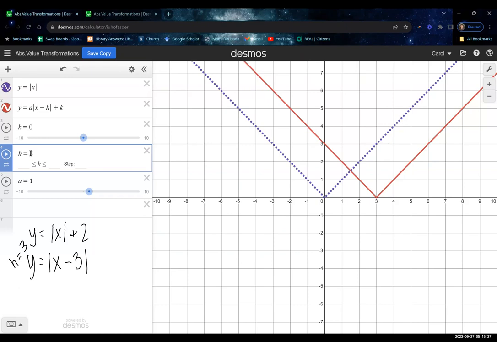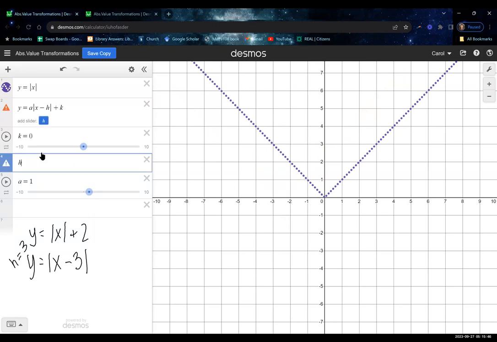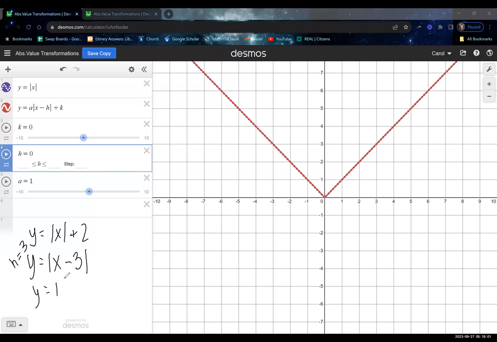Let's say if it was negative 3, our equation would then be the absolute value of x plus 3, right? Because it'd be minus negative, but it still moves it to the negative. So we'll move it opposite to the way that it looks in the equation. All right, let's look at a. Let's move this back to 0. And look at a. So a right now is at 1. So it's just y equals 1 times the absolute value of x. That's where it's at right now.